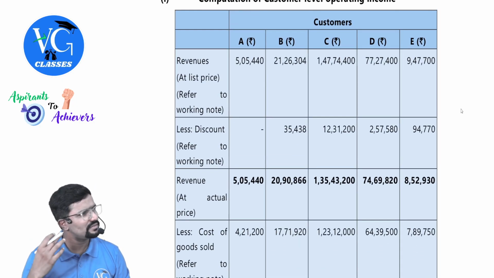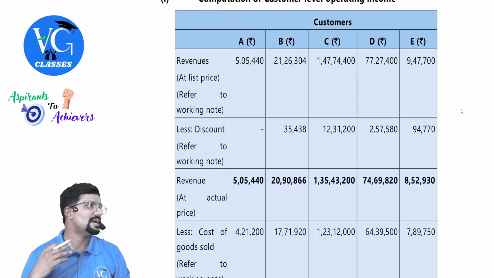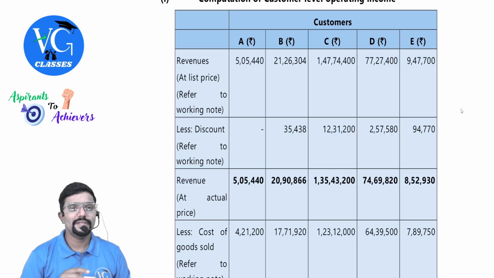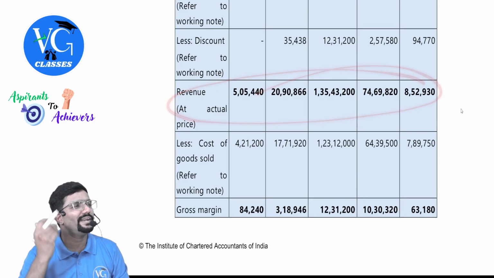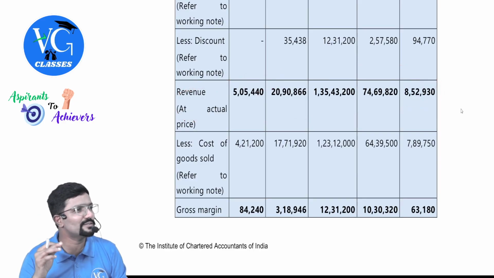Whatever they give in the question, use the same names in the answer. Revenues at listed price, which you have already done, minus discount. Now we will get what? Revenue at actual price. You may ask me, I explained this already. Sir, can I straight away start with this? Why are discount and all showing, sir? It will reduce my time.